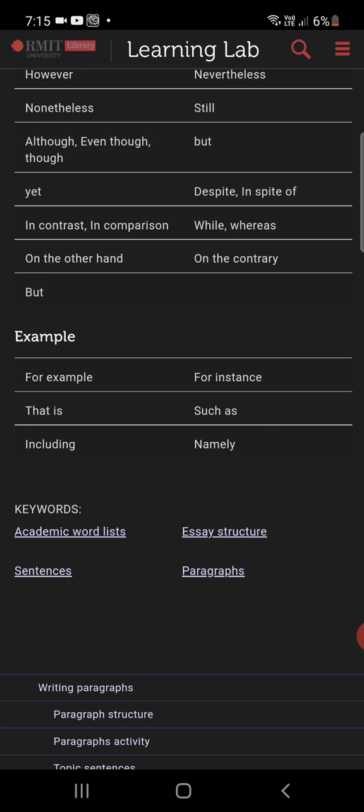I see example is for example. I see for example is for instance. I see for instance is that is. I see that is such as. I see such as is including. I see including is namely. And then namely is essay structure.